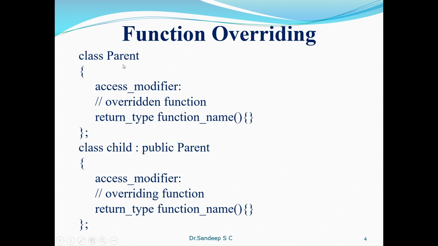So we have a parent class or the base class, and then an access modifier, which should be public or protected, so that it will be inherited and we will be able to observe the overriding. If you make it private, it will not be inherited, so we cannot observe the overriding mechanism. Then we have the function which will be overridden, with its return type and function name. The same function is redefined here, which will be overriding this function. This is the overridden function, and this is the overriding function, which is in the derived class or the child class.